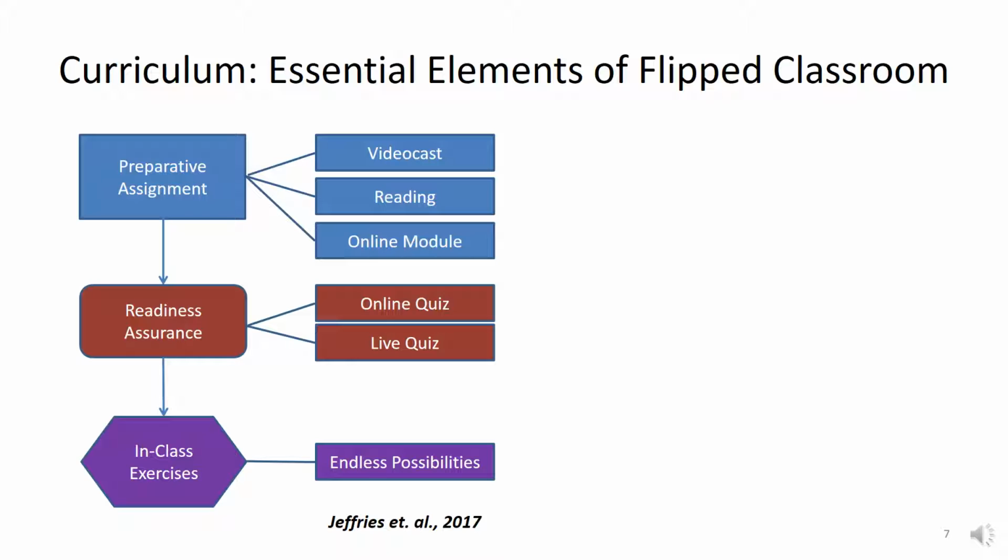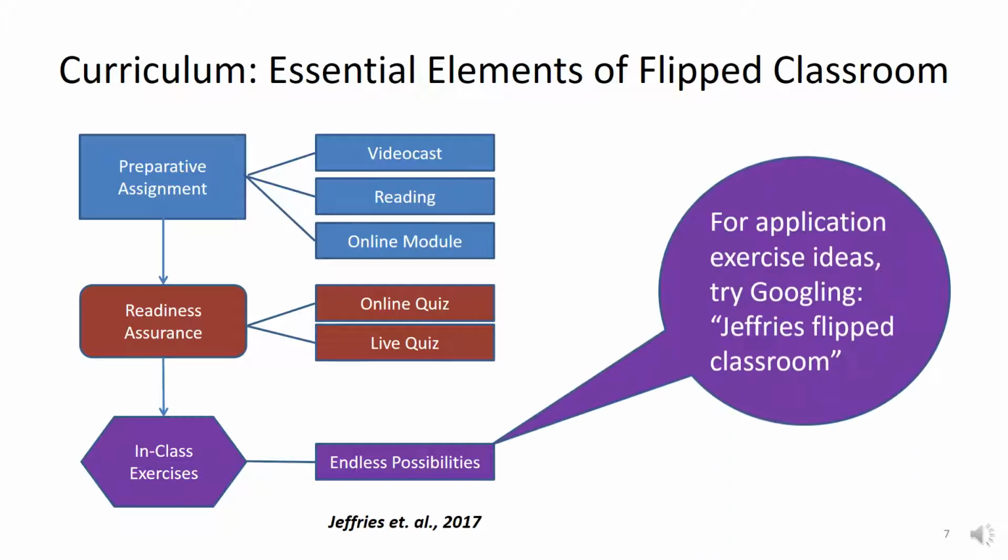And you can ensure that students are prepared by assigning an online quiz on the material ahead of time, or giving them a live quiz as soon as they arrive for the classroom lecture. I encourage that this is not a formative grade, but rather a summative grade that's part of their final course grade, which ensures that students will take this seriously and show up prepared. Finally, there's a myriad of in-class exercises, and we're going to be talking a little bit about some of the possibilities in a moment. If you really are interested right now, I suggest you try Googling Jeffrey's Flipped Classroom, and you'll find a handout that has some of these possibilities in it.